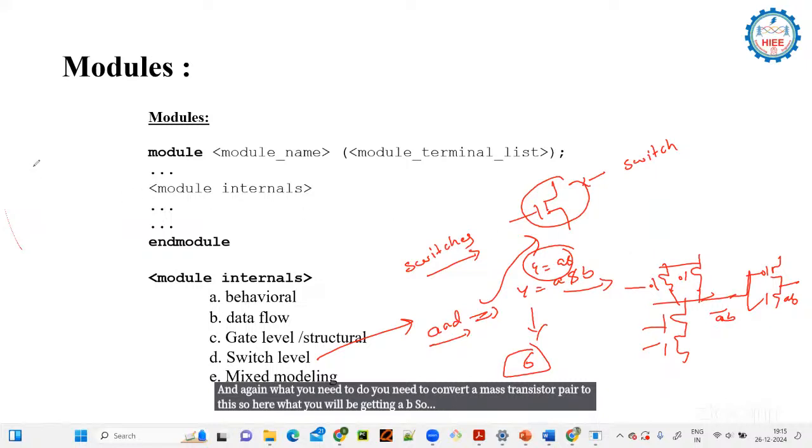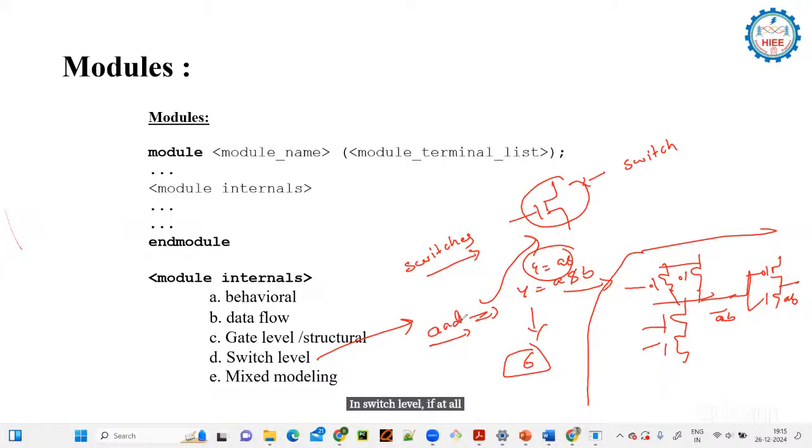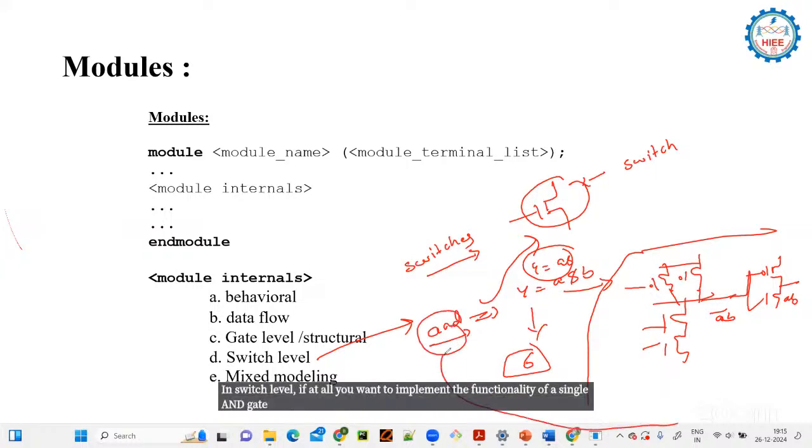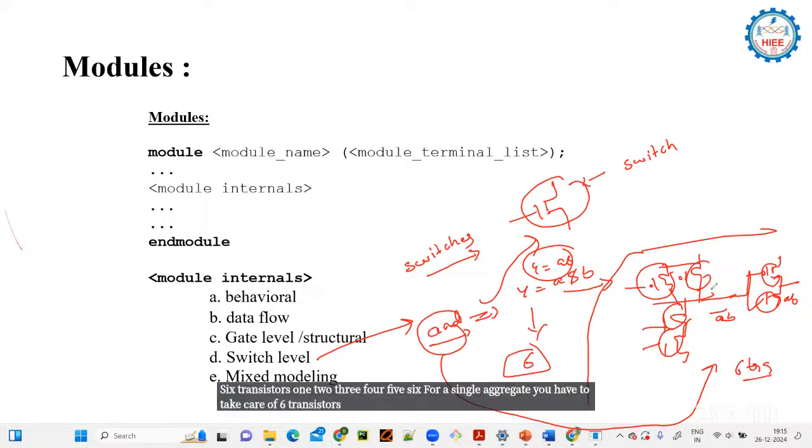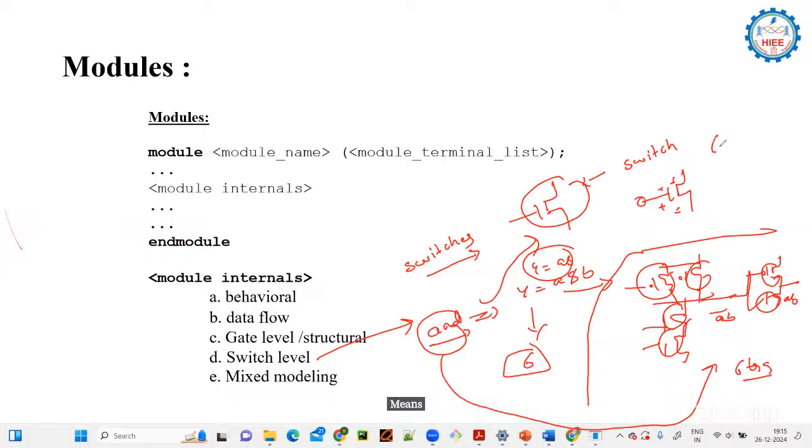So see here, in switch level, if you want to implement the functionality of a single AND gate, how many transistors do you have to take care of? 6 transistors. 1, 2, 3, 4, 5, 6. For a single AND gate, you have to take care of 6 transistors, guys. Not just that, for each transistor, you have to control 3 parameters like gate to source voltage, gate to drain voltage, and gate voltage.